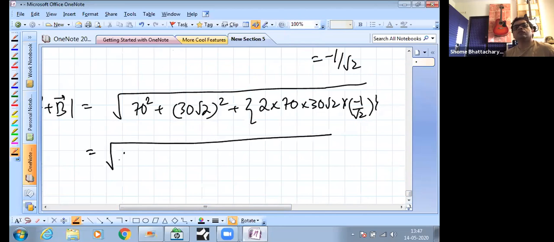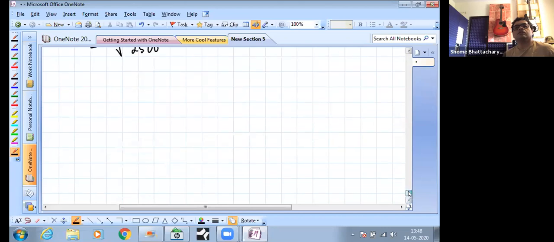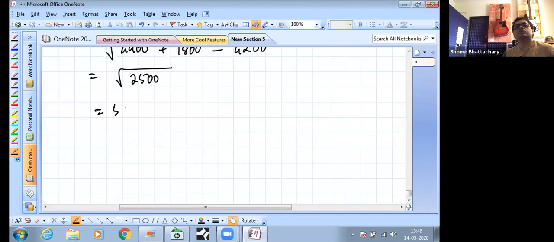So this is becoming square root of 4900 plus 900 into 2, so that is 1800. ये minus हो जाएगा because this minus sign comes outside. Root 2 cancels out, and how much we get? 70 into 30, so that's 210 into 2, so 4200. So when you work this out, this comes out to be square root of 700 plus 1800, so that is 2500. So that you can see will become 50 units. So that is my magnitude of A plus B.